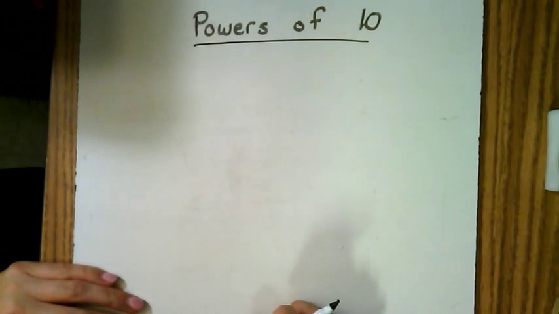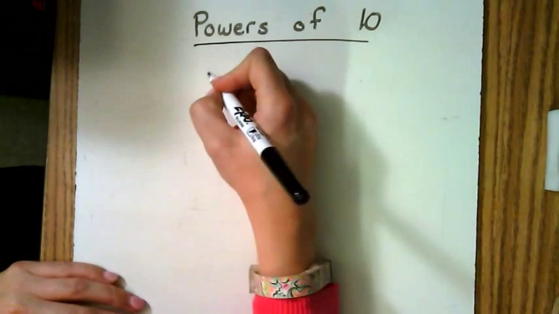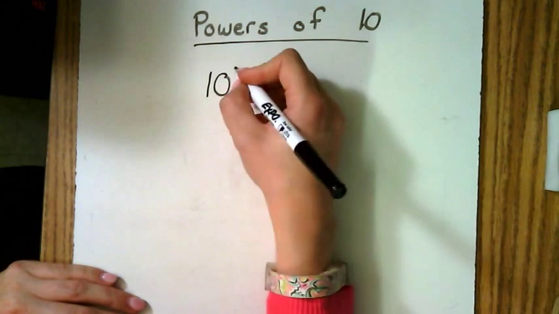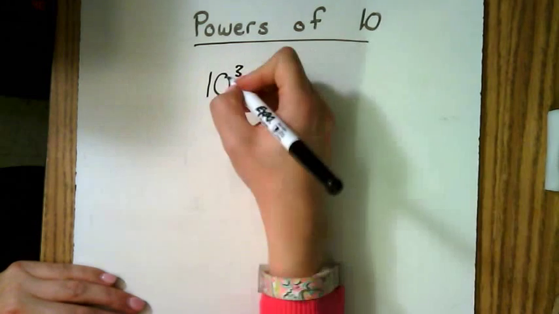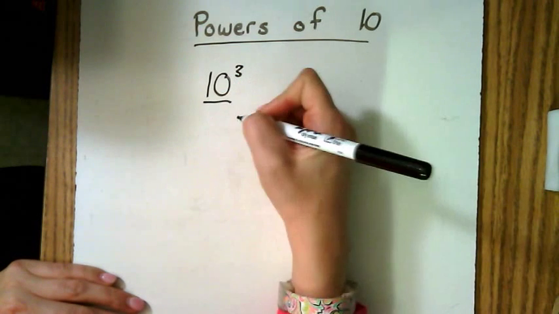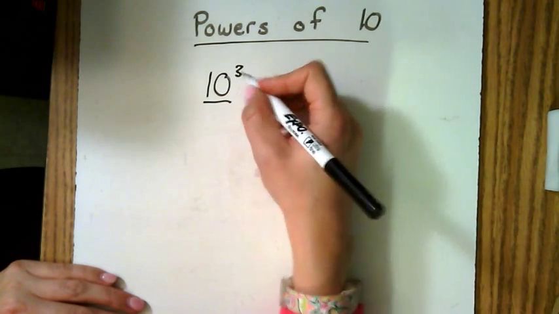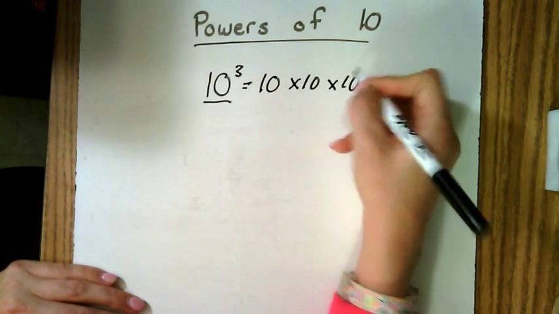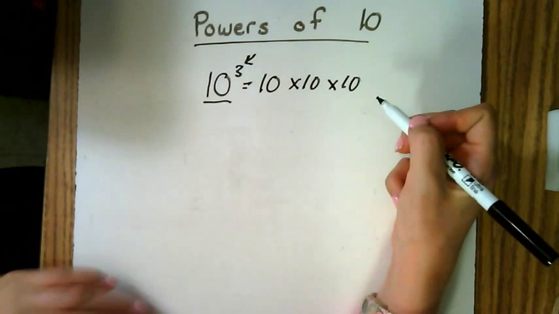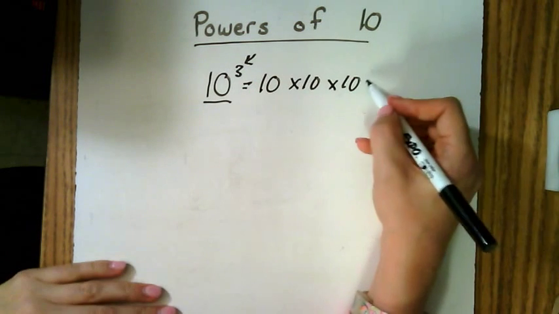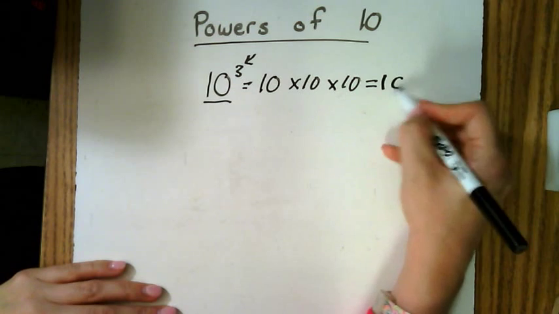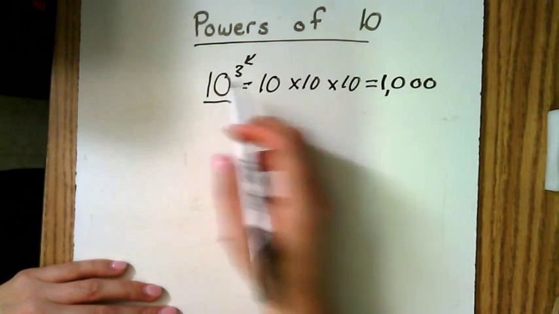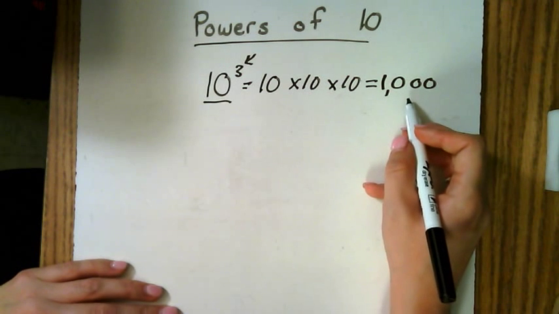Real quick, let's review powers of 10. When we talk about powers of 10, we have that 10 and we have that power, which is the exponent. Let's go with 3. That 3 exponent tells us that we're going to multiply the base by itself 3 times, which is 10 times 10 times 10. That exponent also tells us how many zeros need to be in our answer. In this case, 3. So I'm going to put 1, 2, 3. And I see that 10 to the third power is the same thing as the number 1,000.